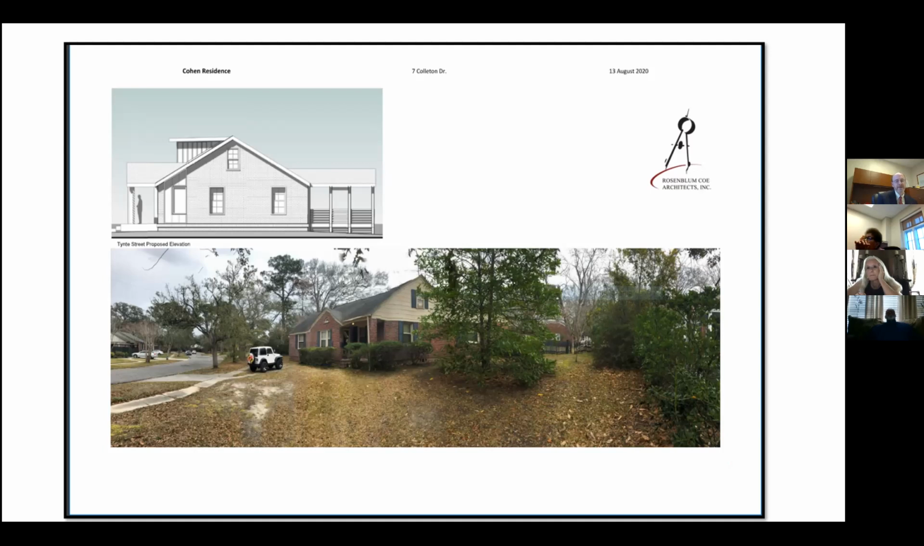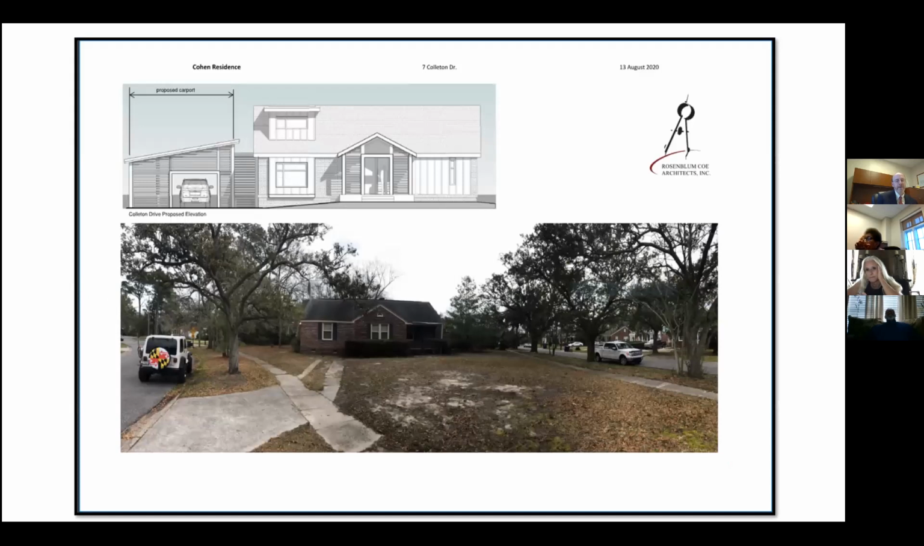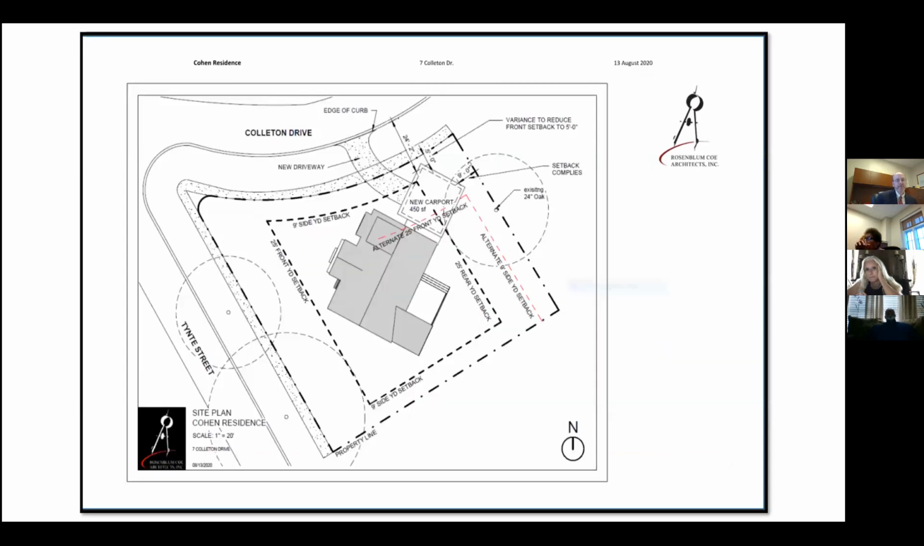So this is a new owner, and they would like to make changes to the house, invest in the property, and add this carport addition. And it's the carport addition that requires the board's approval because it cannot meet the setback requirement. If it's attached, it only has to meet a 25-foot setback. And it is kind of partially attached to the house.